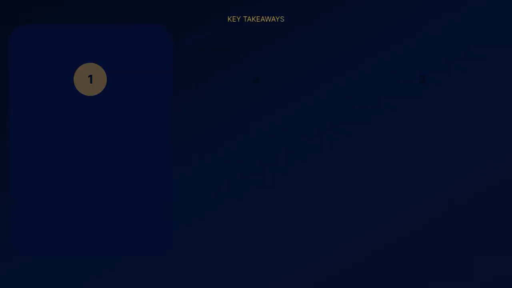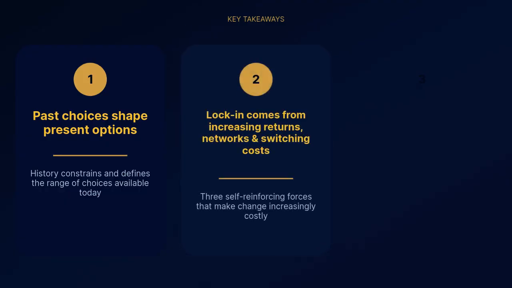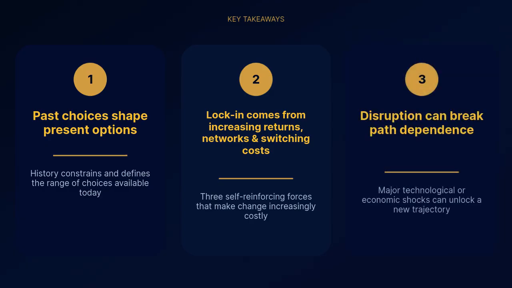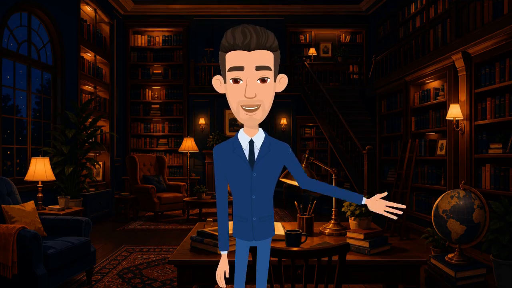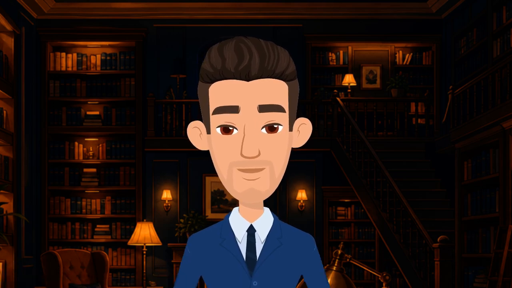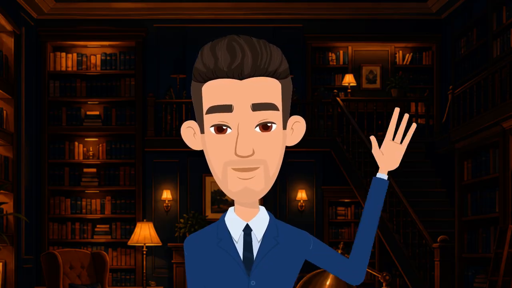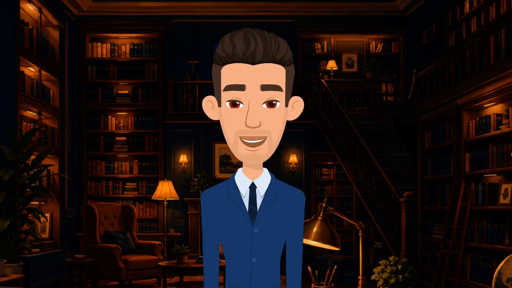Let's bring it together. Path dependence means past choices shape present options. Lock-in happens because of increasing returns, network effects, and switching costs. And while path dependence is powerful, disruption, technological, economic, or political, can unlock a new trajectory. Next time you find yourself asking, why do we still do it this way? You'll have an answer. History chose this path, and the road behind us shaped the road ahead. Path dependence is everywhere, once you start looking for it.